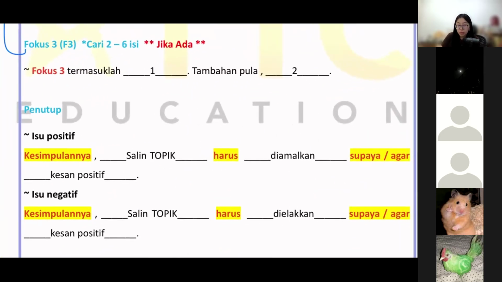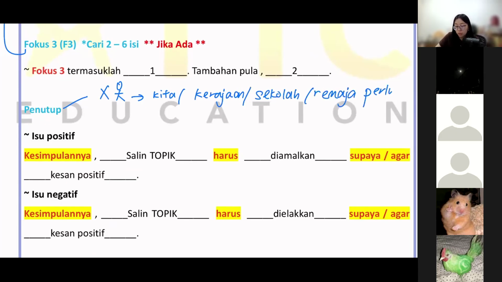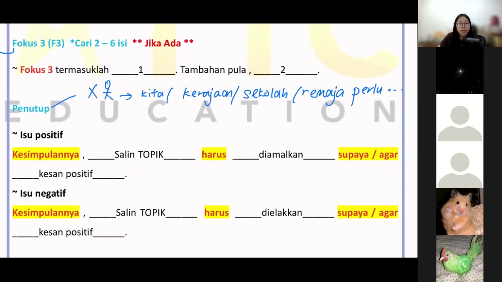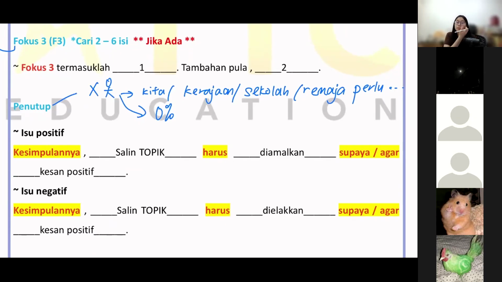Okay, penutup. Remember, penutup you cannot put watak. For example, the watak as in like kita, kerajaan, sekolah, atau remaja who have to do something. If teacher straight away sees you put like this, perlulah buat apa, perlu buat apa, they straight away give you 0 marks here for penutup. It's not the whole sentence, the whole rumusan become 0 marks lah. Penutup saja.